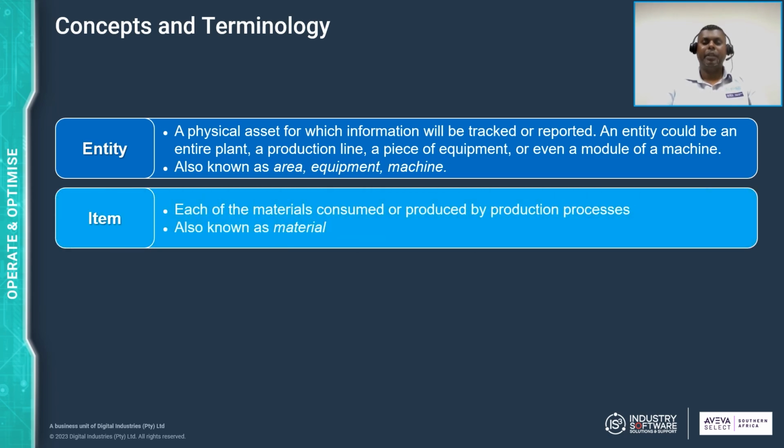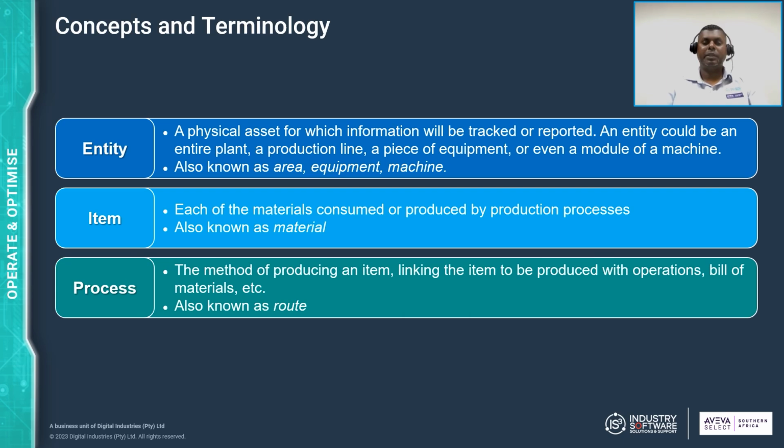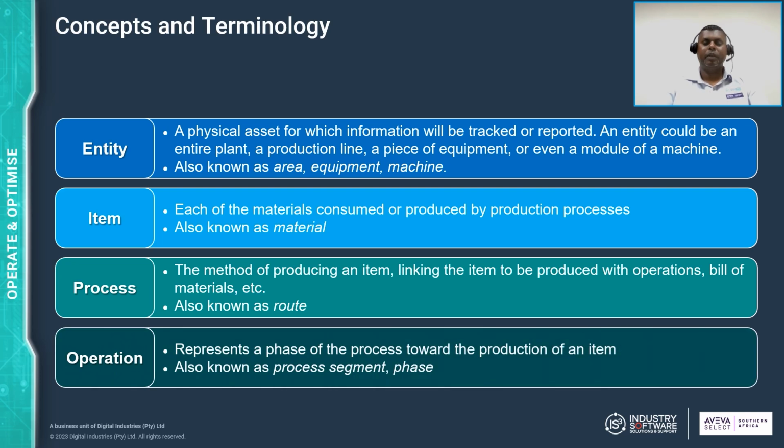An item. Each of the materials consumed or produced by production processes. This is also known as material. Process. The method of producing an item, linking the item to be produced with operations, bill of materials, etc. This is also known as a route. Operation. This represents a phase of the process towards the production of an item, also known as process segment or phase.